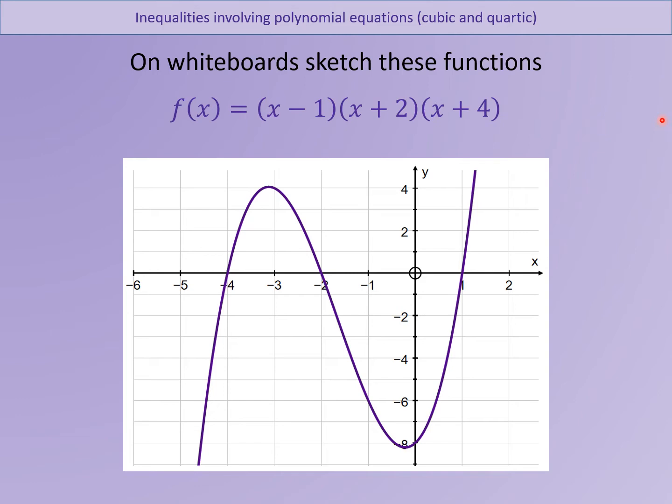We could also work out where it crossed the y-axis by multiplying these numbers together. So -1 times 2 times 4 would give us -8 at the end of the equation. And then substituting in x equals 0 would give us y equals -8.